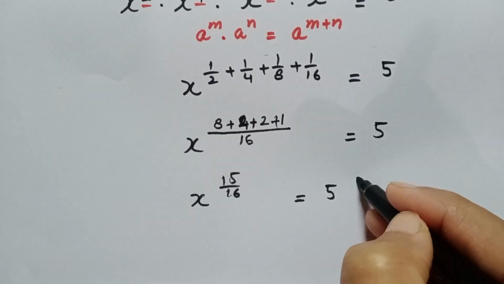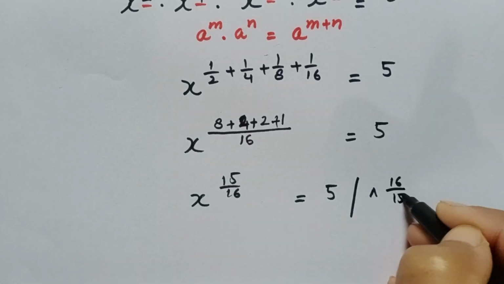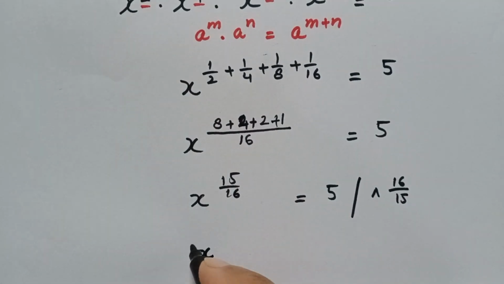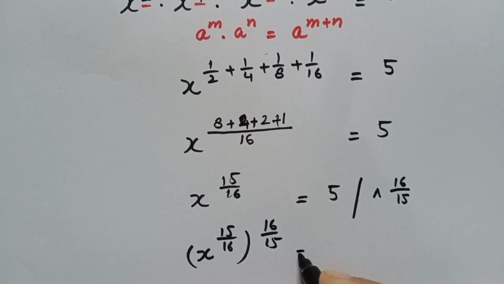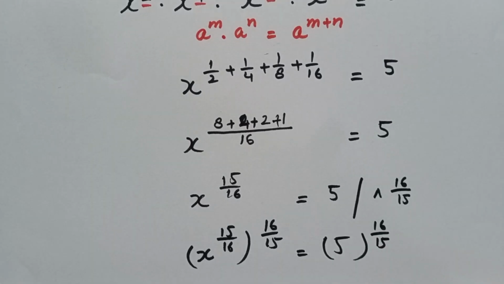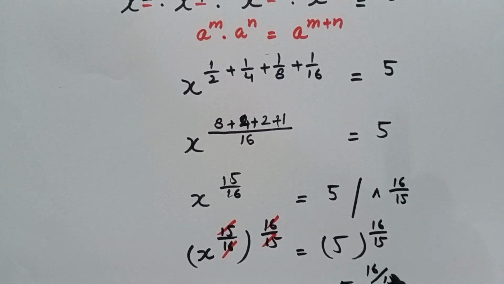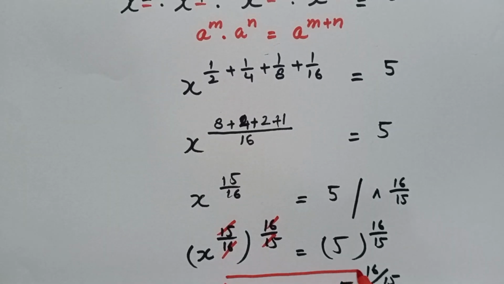So to simplify this expression, we will raise both sides to the power 16 over 15. x to the power 15 over 16, in parentheses, to the power 16 over 15 is equal to 5 to the power 16 over 15. We have taken powers on both sides, so 15 will go with 15 and 16 will go with 16, and here we will get x is equal to 5 to the power 16 over 15. So it is the answer of our problem, the question.